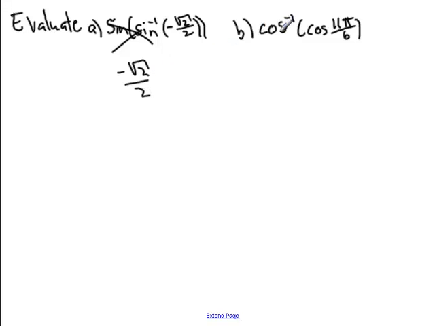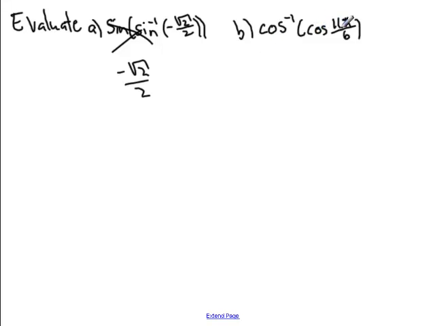However, if, as in the second case, you have the inverse cosine of the cosine, it's not always equal to the exact argument here. Let's take a look at this.